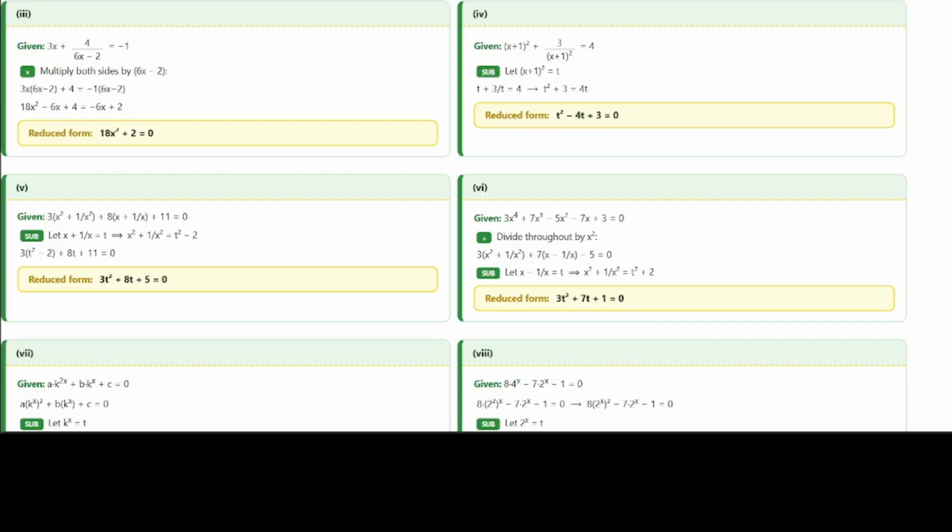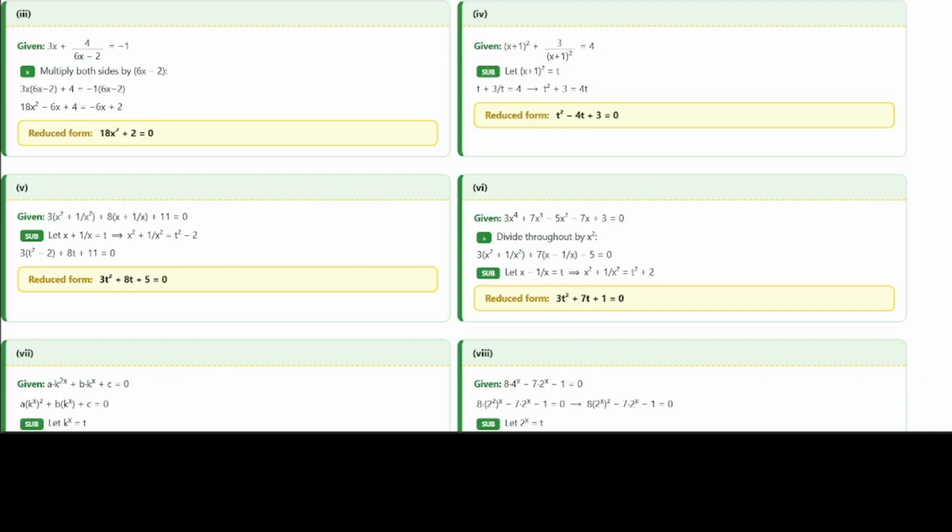Then for the third part, we have 3x plus 4 over 6x minus 2 which is equal to negative 1. We will multiply both sides by the denominator, which is 6x minus 2. So we have 18x square minus 6x plus 4 being equal to minus 6x plus 2. So if we take minus 6x and positive 2 and bring it to the left, our reduced form is 18x square plus 2 is equal to 0.